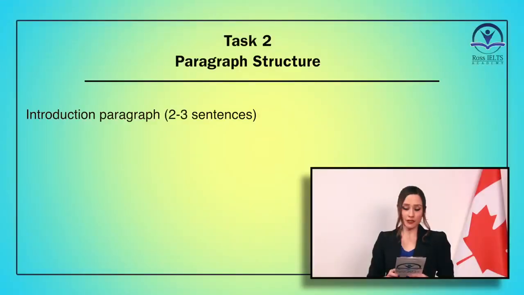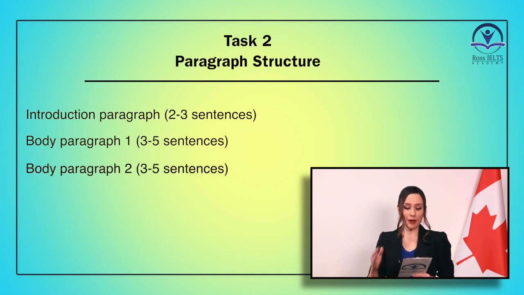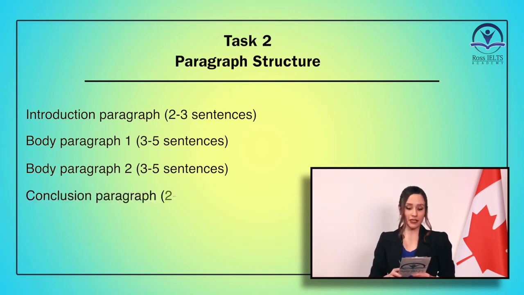Now that we know how to analyze the question, circle the keywords, and brainstorm, it's time to learn the paragraph structure in IELTS Writing Task 2. As you can see, the first paragraph we have is the introduction paragraph, which includes between 2 to 3 sentences. Then we have body paragraph 1, which has 3 to 5 sentences. Then in body paragraph 2, we have again 3 to 5 sentences. And finally, in the conclusion paragraph, you will have 2 to 3 sentences. Try to follow the correct paragraph structure to get a good score.